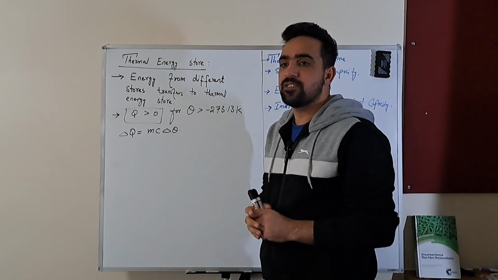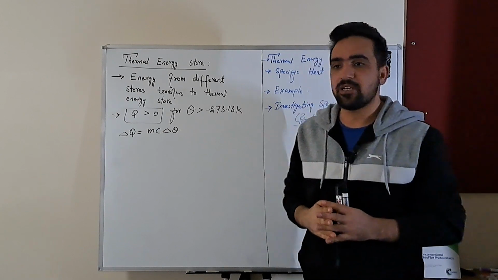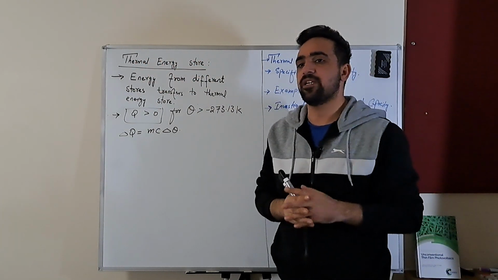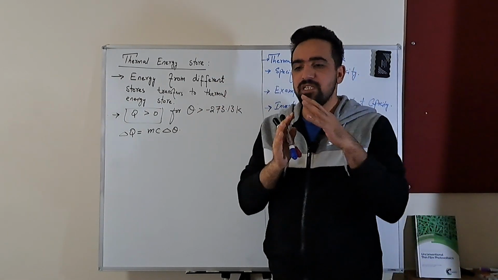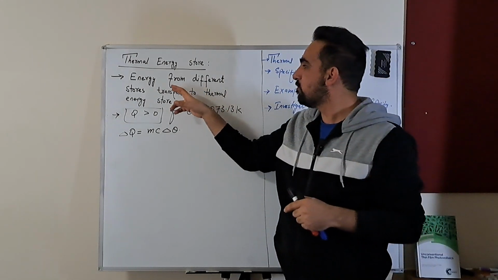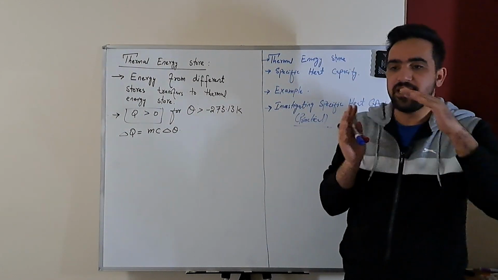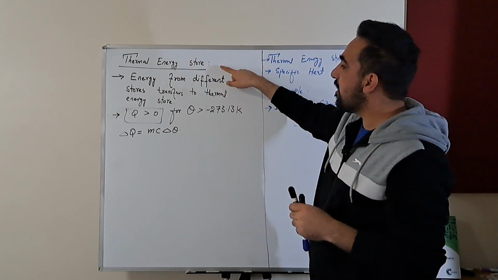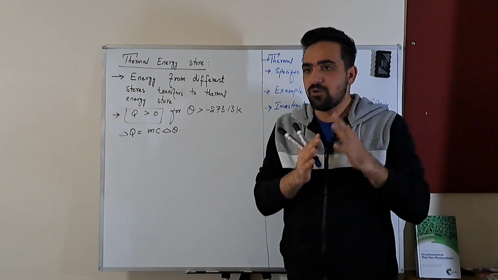The topic that we are going to discuss today is thermal energy store. Last time we discussed how energy is transferred between kinetic energy store and potential energy store. Thermal energy store is a bit unique in this sense that energy from all kinds of stores will try to move from those stores to thermal energy store. Whenever there is energy in any store of a body, except for potential energy, it will try to drift to the thermal energy store. How does this happen?